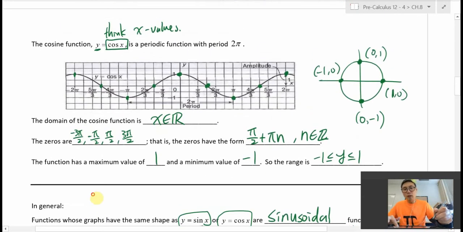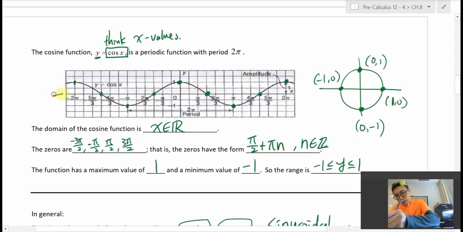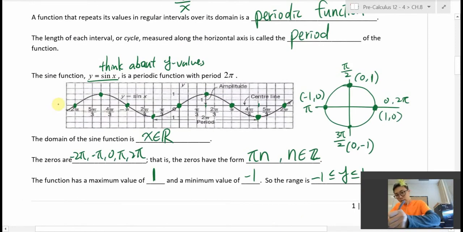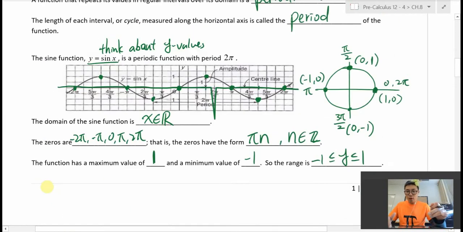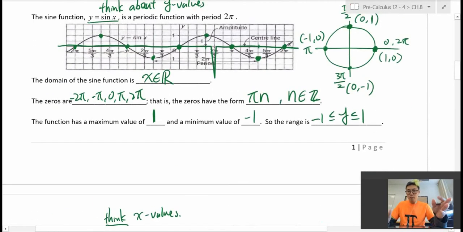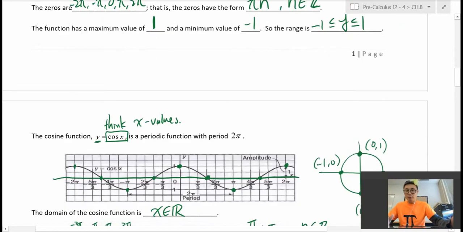You can see here the center line is simply the x-axis. That's the center line, right? Same thing going back here. This is the center line. Hopefully you see that the sine graph and the cosine graph are basically the same graph, except it's just being moved a little bit. It's just being shifted. But they are basically the same graph.